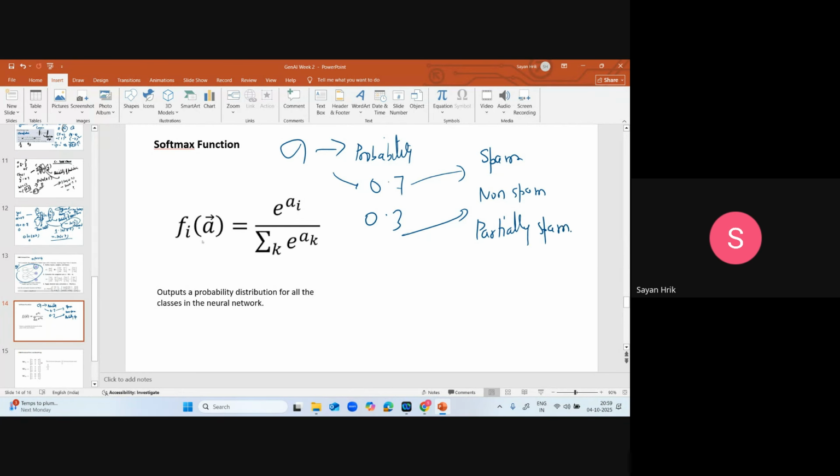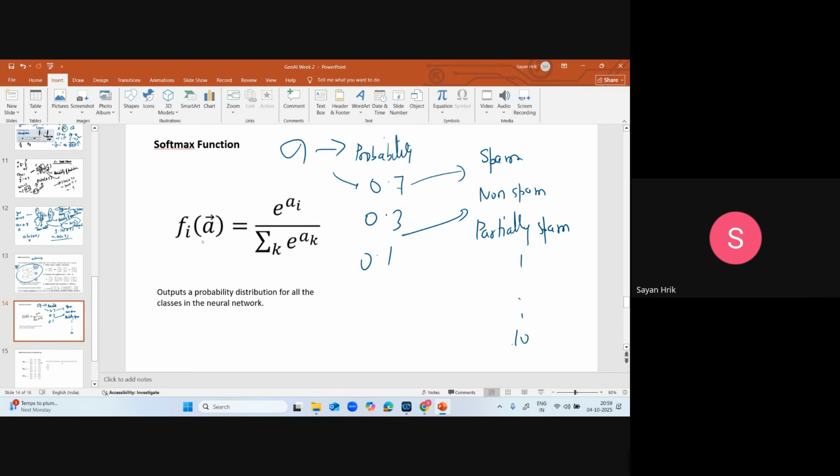Now suppose I have another category, partially spam. Can I derive that from sigmoid? Suppose my probability is 0.1. Where do I put it? There is no hard and fast rule here, right? We can't actually determine where to put it. We can decide some thresholds, like less than 0.2 can be spam. But suppose we have 10 classes like this. Then we have to manually set up multiple thresholds, and that's going to be very difficult.